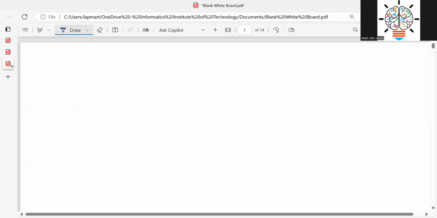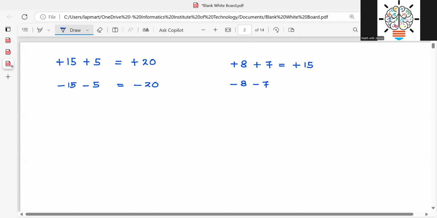Now say you have positive 15 and positive 5. What will be the answer, children? Positive 20. The same way, if you have negative 15 and negative 5, what will be the answer? Negative 20, right? Another example: positive 8 and positive 7, the answer will be positive 15. Negative 8 and negative 7, the answer will be negative 15.